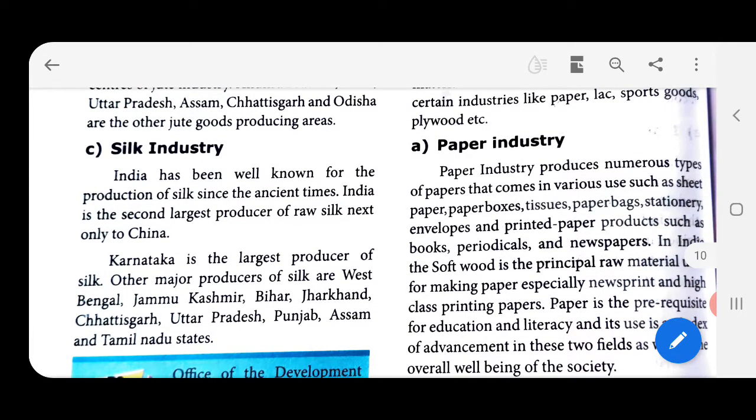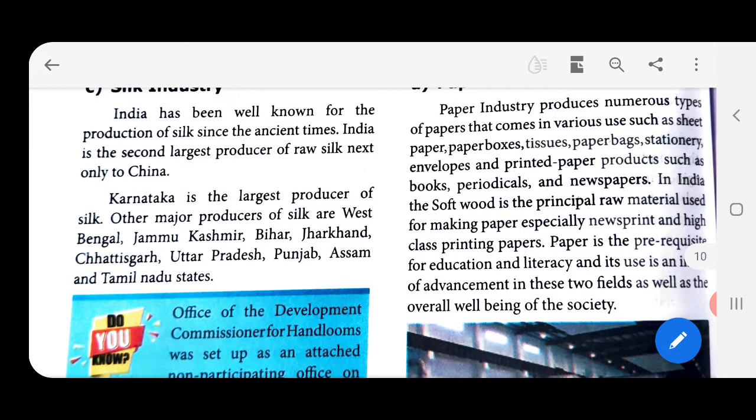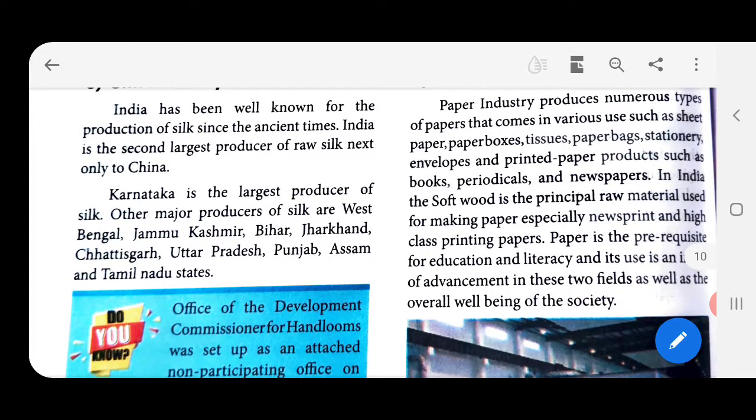The paper industry produces numerous types of paper that come in various uses such as sheet paper, paper boxes, tissues, paper bags, stationery, envelopes and printed paper products such as books, periodicals and newspapers. So, all these names I hope you know. Periodicals are magazines that you get once in 15 days or once a month.